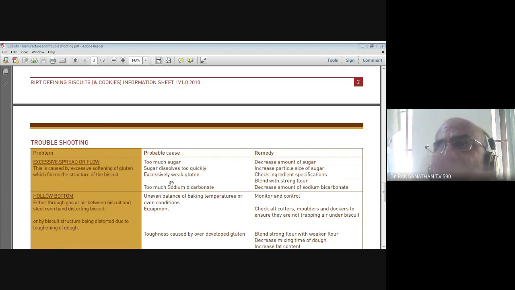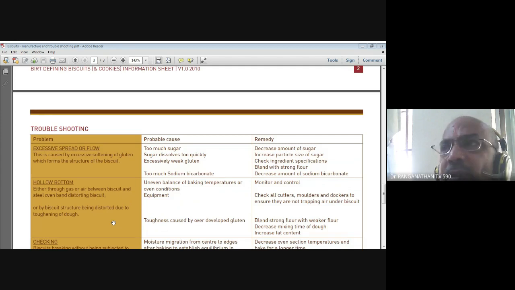Now, what is going to happen? When you keep it in a tray, you keep a particular distance between two dough pieces and put it in. At the end of the day, when you see it, everything will be sticking to each other and things like that. The thickness will come down, of course. So decrease the amount of sugar, increase the particle size of sugar. Okay. Check ingredient specifications. What is ingredient specifications? Particularly the amount of protein found, as also the type of fat, etc. Blend with strong flour, which is the flour that is more used, and decrease the amount of sodium bicarbonate.